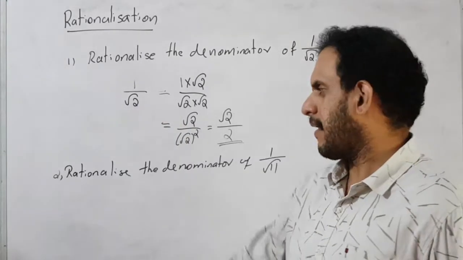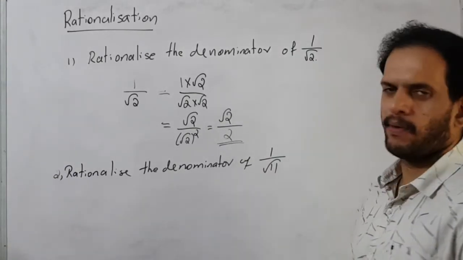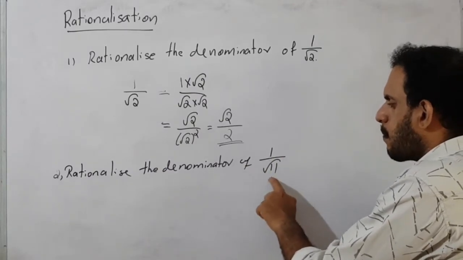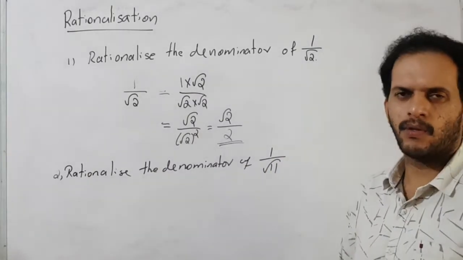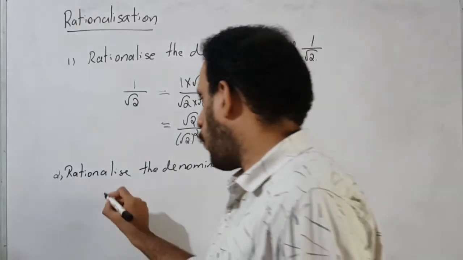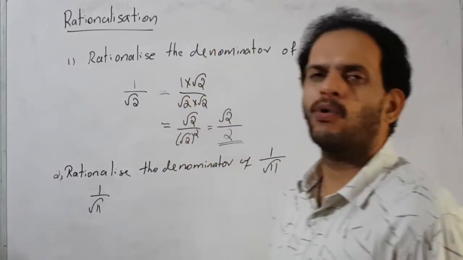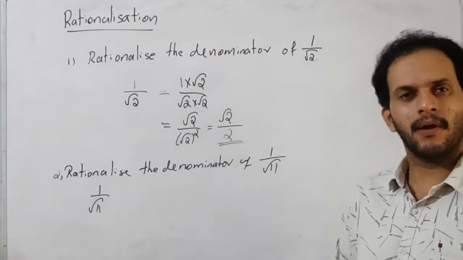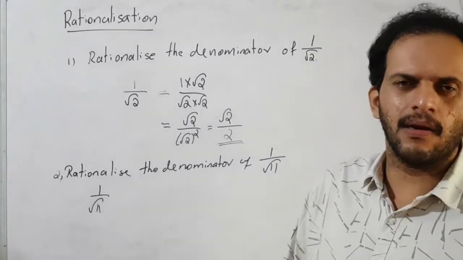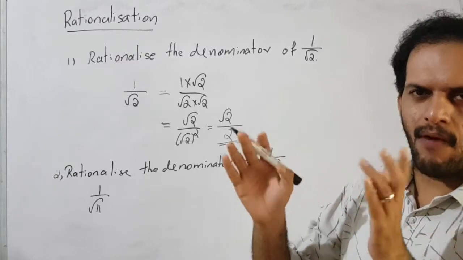Okay, another example is: rationalize the denominator of 1 by root 11. Correct. Then in 1 by root 11, the root 11 is a monomial, a single number. Then how do we make it a rational form? We multiply both numerator and denominator by root 11, because it's a single number. So we need to make that the form of root 11 whole square.